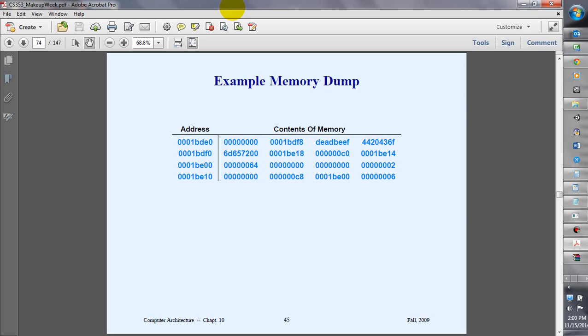The address column is giving the memory address of the leftmost byte of that line, and the values are shown in hexadecimal. So the head of that linked list that is responsible for the memory list is found at 0x0001BDE4, and that's the first line of the dump that we see on here. And then we see the contents of that memory location as well.